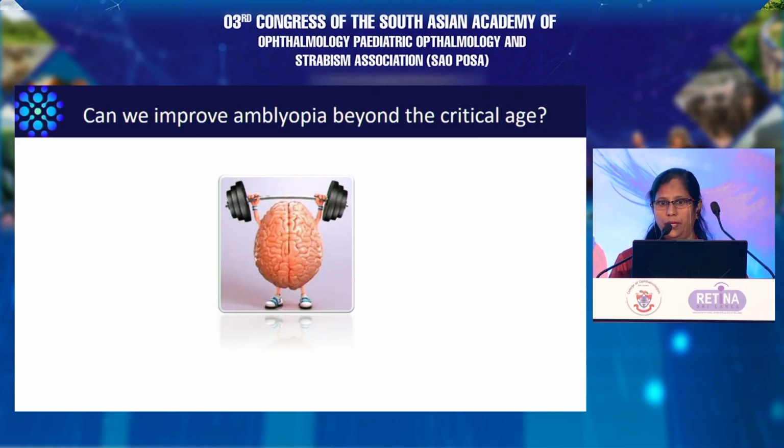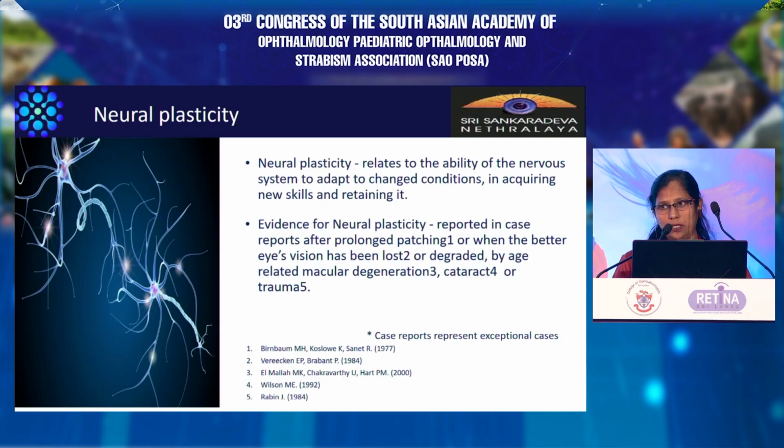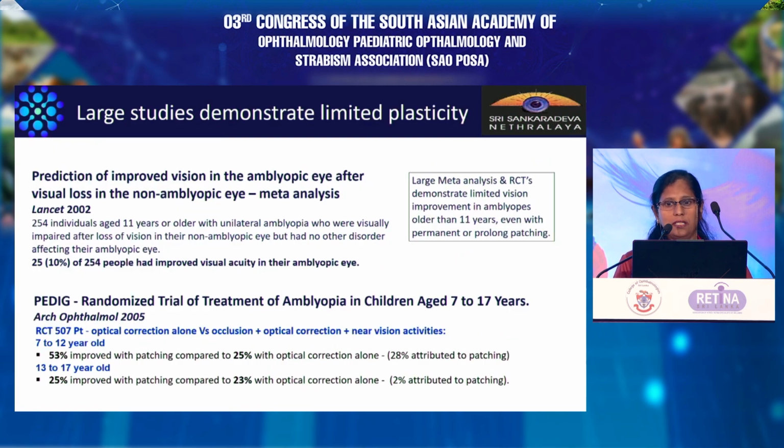Can we improve amblyopia beyond the critical age? For this, we should know what is neural plasticity. It relates to the ability of the nervous system to adapt to changing conditions in acquiring neural skills and retaining them. There has been evidence for neural plasticity reported in case reports after prolonged patching or when the better eye's vision has been lost or degraded by ARMD, cataract, and trauma. Large meta-analyses and RCTs have demonstrated limited vision improvement in amblyopes older than 11 years, even with prolonged patching. This is what was done in Lancet 2002 and also a PEDIG study which found that 25% improved with patching compared to 23% with optical correction alone.